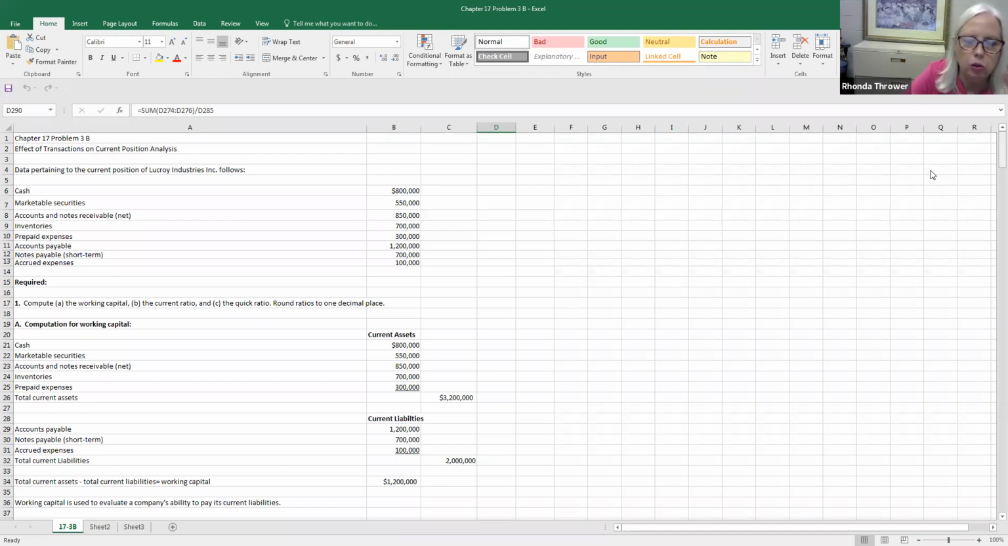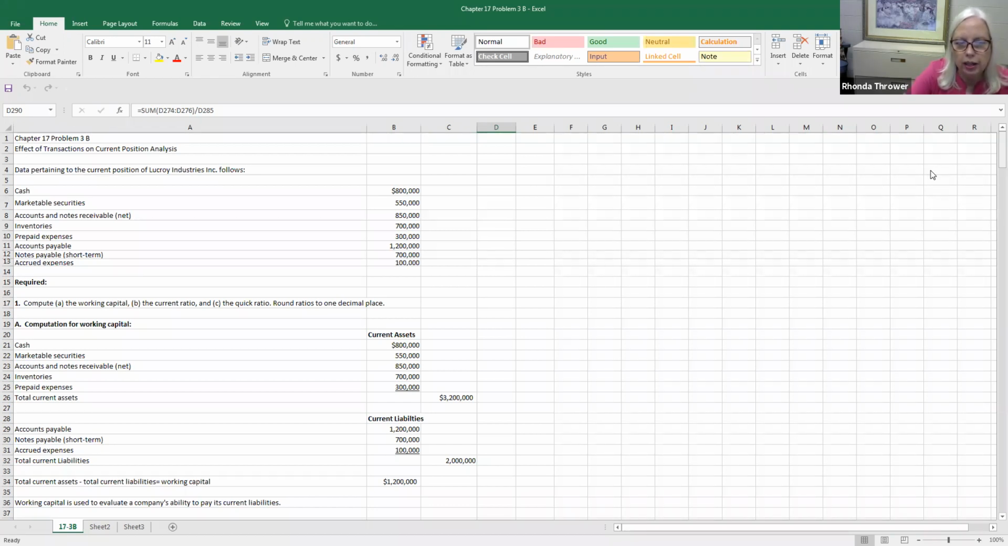So in Part 2, we're also going to be computing the working capital, the current ratio, and the quick ratio, but we're going to do it after each of the following transactions that they give us. And so what I decided to do was to state the transaction itself, prepare the journal entry so you could see what's happening with your accounts. And then you can analyze those based on what happened in that transaction.